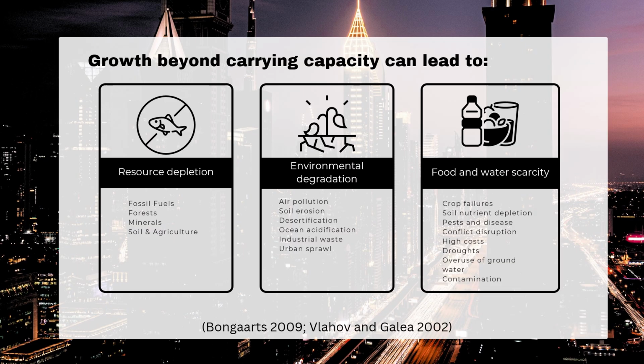Another major issue is environmental degradation, which refers to long term damage to land and ecosystems. Examples include soil erosion caused by poor farming practices, desertification, where productive land becomes dry and unusable, and urban sprawl that replaces natural habitat with roads, buildings, and pavement. These changes reduce the environment's ability to support life, which can further lower carrying capacity over time.